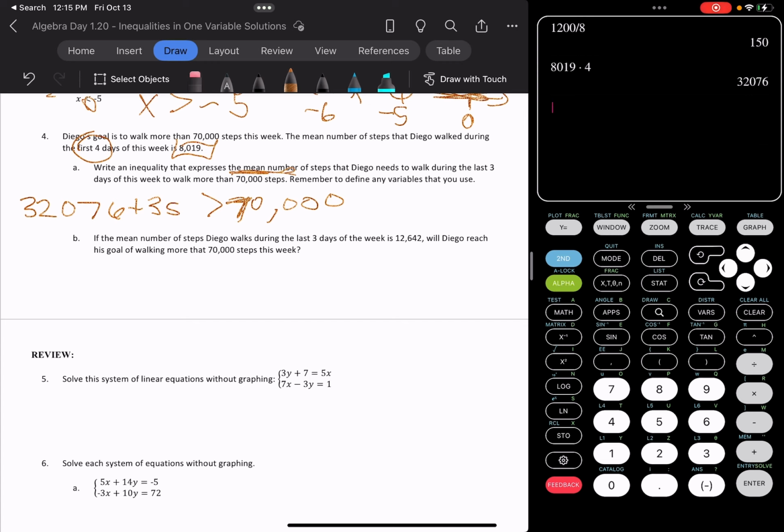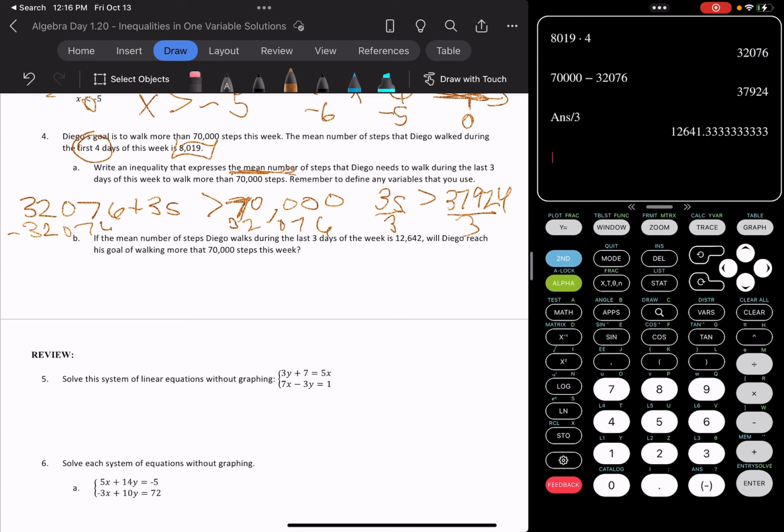So we can set up our equation this way. 32,076 steps plus 3 times the number of steps he walks each day has to be greater than 70,000. So we can start by subtracting 32,076 from both sides. So 70,000 minus 32,076, and we'll get 3s is greater than 37,924. Divide both sides by 3.